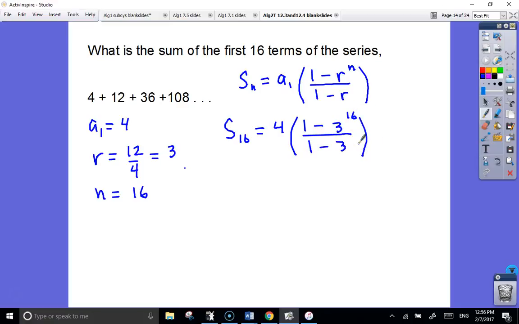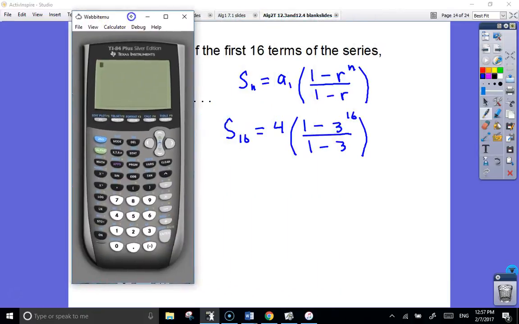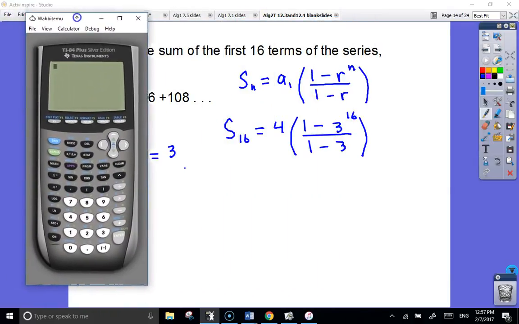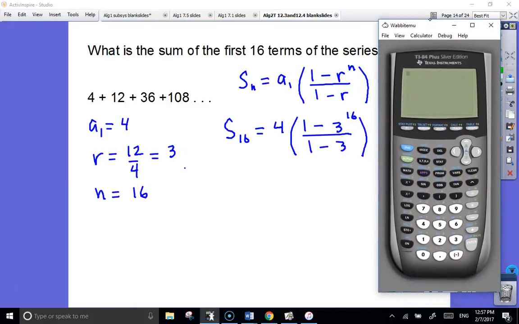Especially when you deal with geometric sequences and series, the numbers can get quite big, quite fast. If you've got something like 3 to the 16th, that's going to be a huge number. So you're going to end up using a calculator one way or the other. I'm going to show you a couple different things here. Let me delete this. Maybe I can put it over there. That'll work. The first thing I can do is 3 to the 16th.